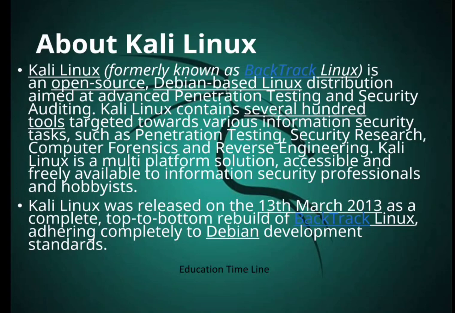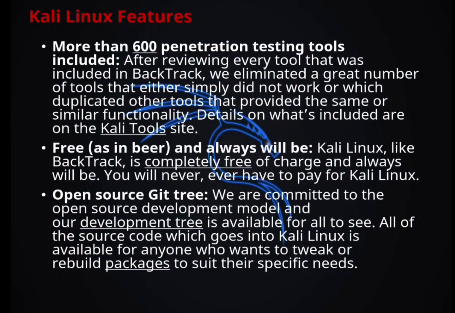Kali Linux was released on the 13th March 2013 as a complete top-to-bottom rebuild of Backtrack Linux, adhering completely to Debian development standards. Kali Linux features more than 600 penetration testing tools included. After reviewing every tool that was included in Backtrack, we eliminated a great number of tools that either simply did not work or which duplicated other tools that provide the same or similar functionality. Details on what's included are on the Kali tool site.